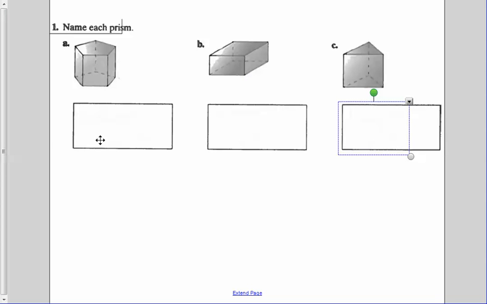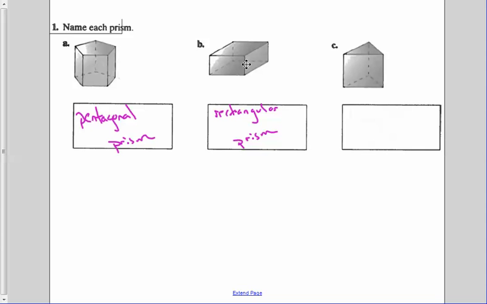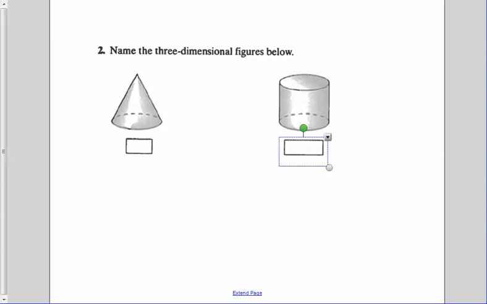So naming our prisms, go ahead and try. We have our first one, a pentagonal prism, a pentagon for each base. I have a rectangular prism, a rectangle on the bottom, the base there, and then a triangular prism. And then the 3D figure shown, this is a cone, and then we have a cylinder.